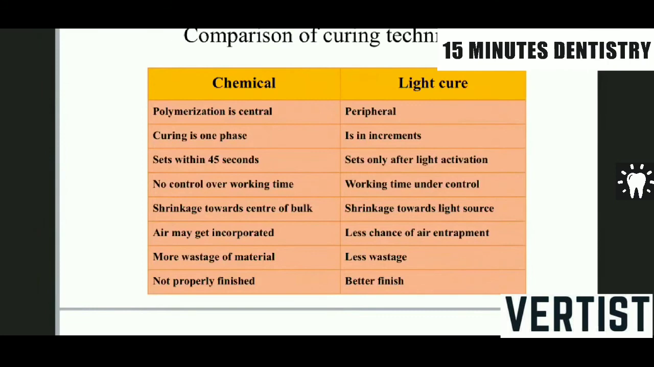The chemical cure sets very fast, whereas the light cure sets only when the light activation is done. In chemical cure, once the A and B paste are mixed, or the two bottle system, two components are mixed, the reaction starts and it ends in 45 seconds. There is no further control, and you cannot retard or fasten it so easily. In light cure, unless the light is activated, it will not get cured. There is a definite control over the working time, and you can monitor it. The shrinkage is towards the light source.